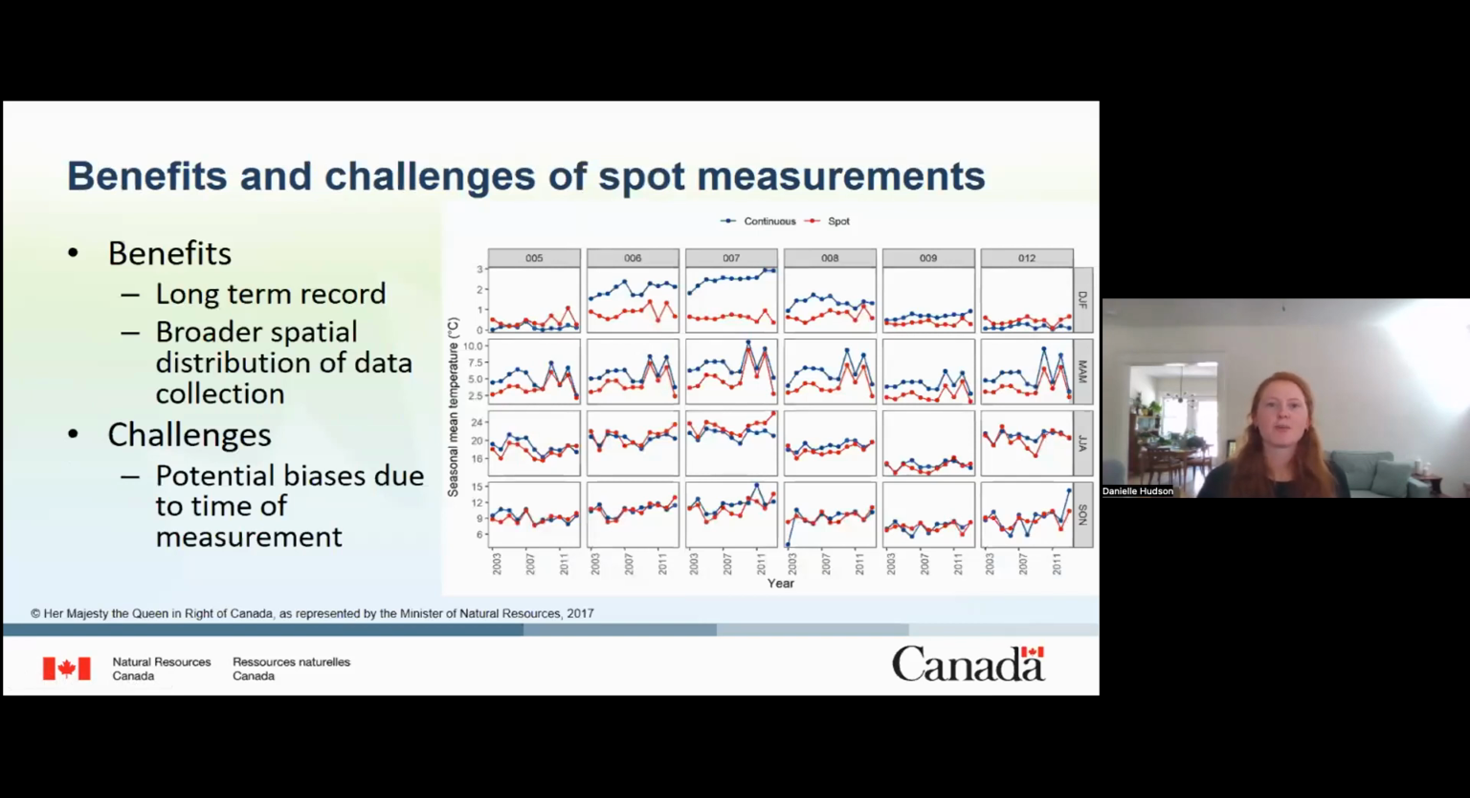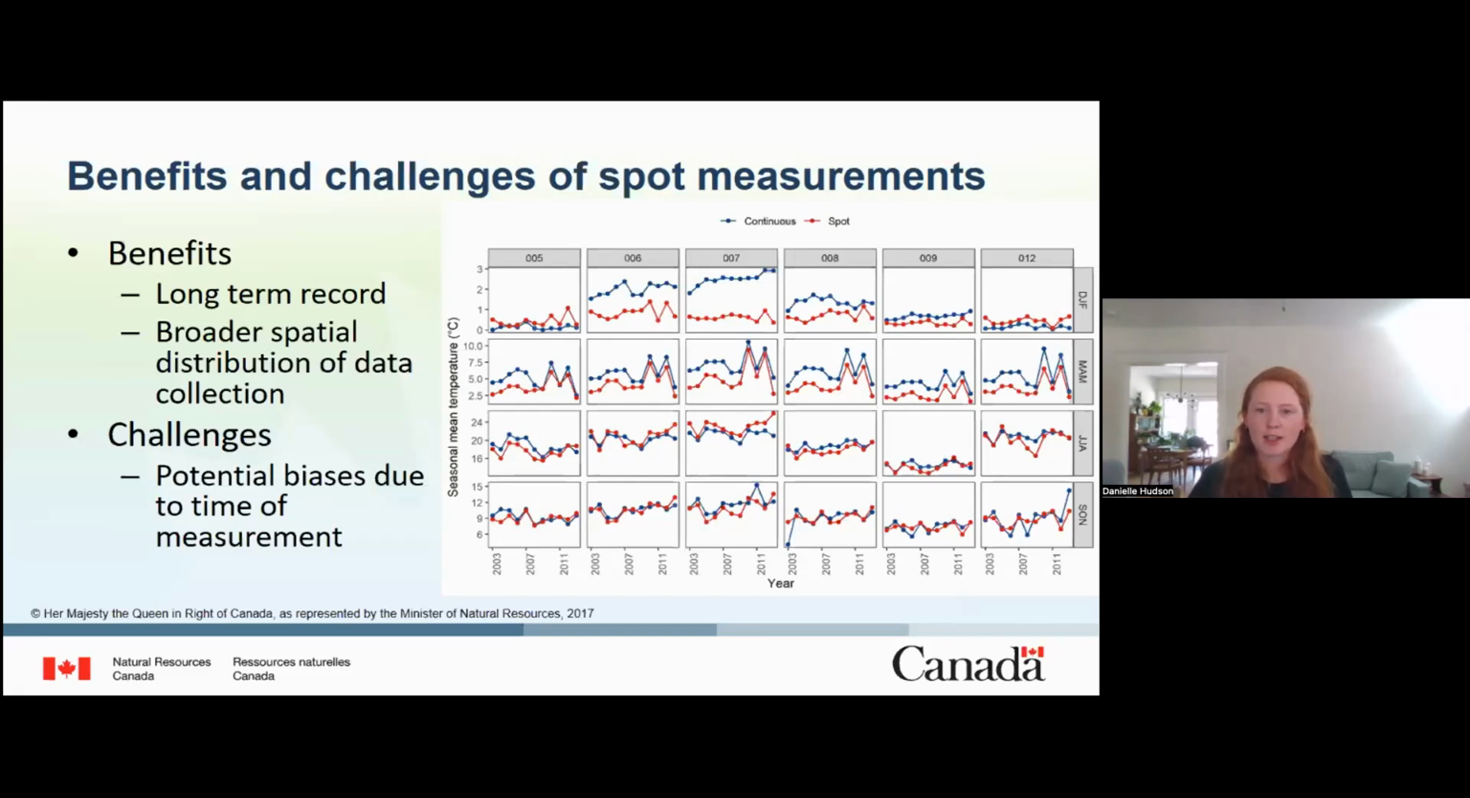As you can imagine, there are some benefits and challenges with spot measurements. They're often set aside in favor of continuous data, mainly because of diel variability. It's hard to capture the actual temperature fluctuations at a site if you're only getting there once a day or even once a week, like in this case. So that's one of the things we're starting out with in mind. But we see two benefits of these spot measurements. For one, they provide a long-term record that can go back decades. And they also provide a broader spatial distribution of data, so you're not tied to budget constraints or whether you can get power to a continuous logger station.